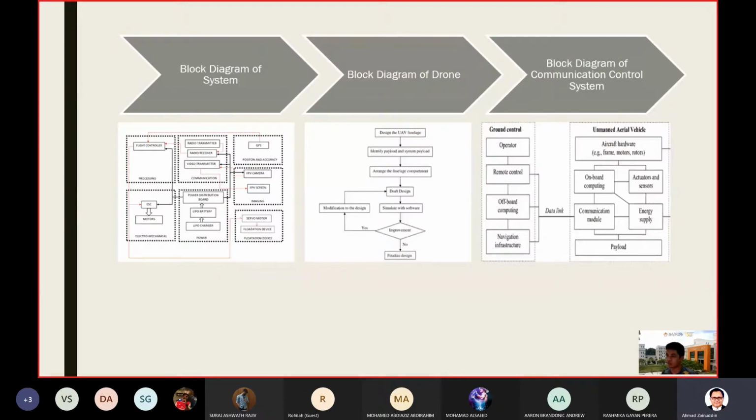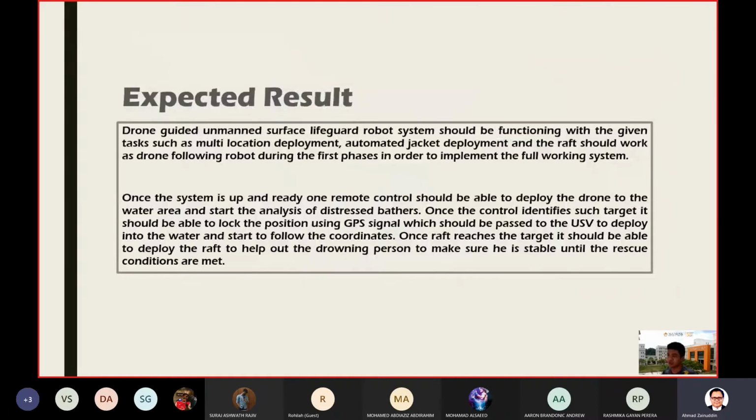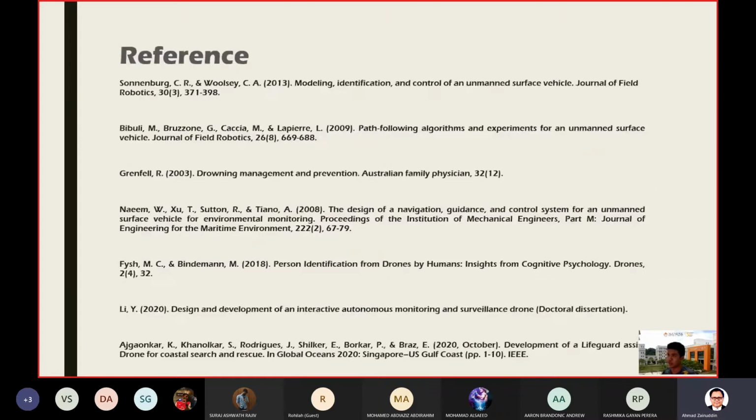So this is the block diagram of the whole system, including the USV and the drone. And this is the block diagram of the drone itself and the block diagram of the communication system where the USV, the human interaction and the drone are connected. This is my Gantt chart for the proposal, my FYP research, and these are the expected results: the drone should be able to locate and identify a person with the help of human control, and the USV should follow the given GPS coordinate signals.